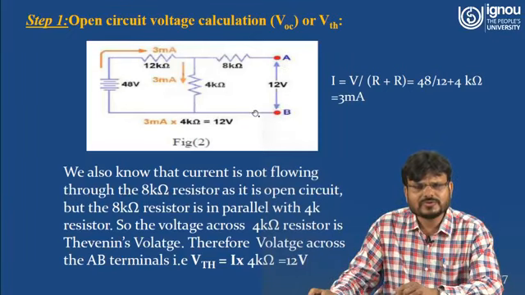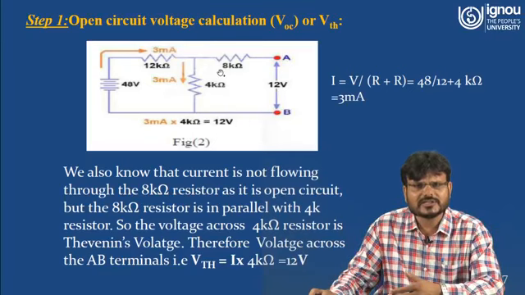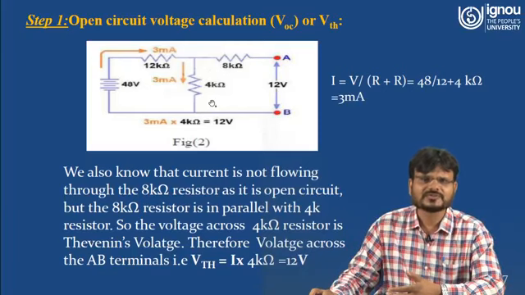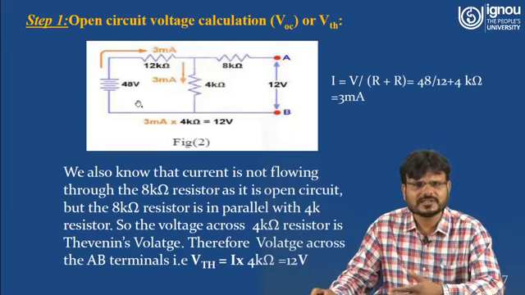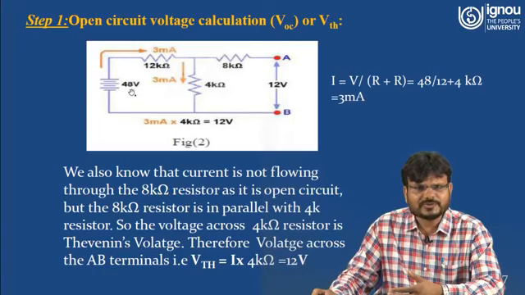That means if you are interested in calculating the voltage across the 4 kilo ohm, you must know the value of the current flowing through this 4 kilo ohm. So how will the current flow? There is only one voltage source, 48 volts. So whatever the current is, it will flow only in this direction, because it is an open circuit, so no current will go through this 8 kilo ohm.